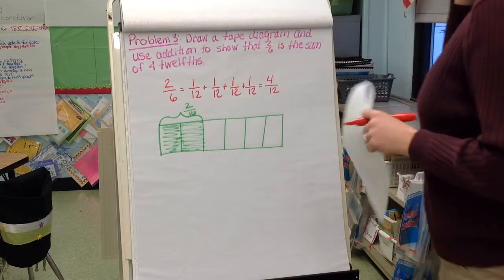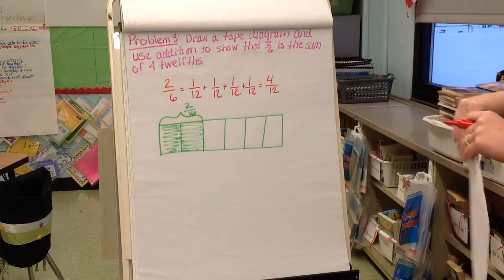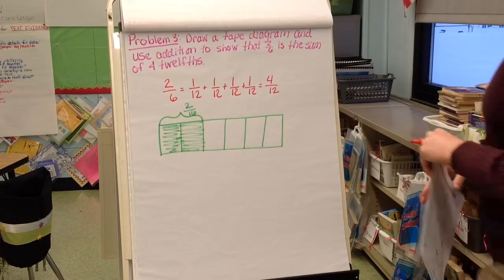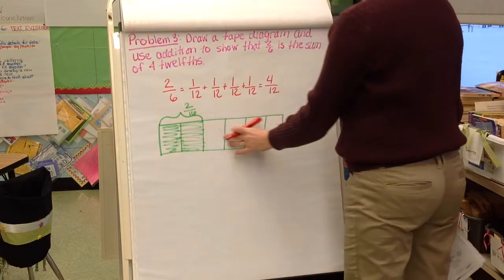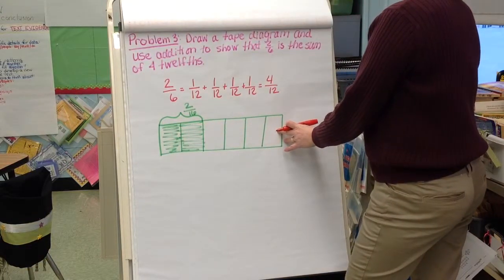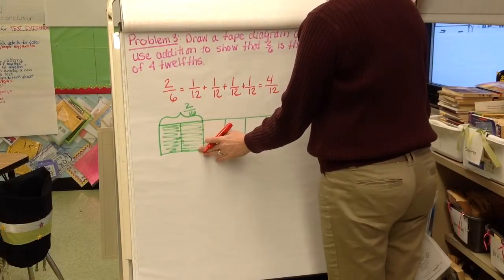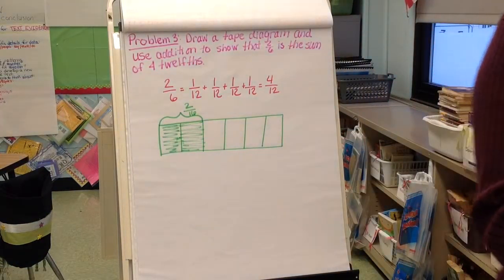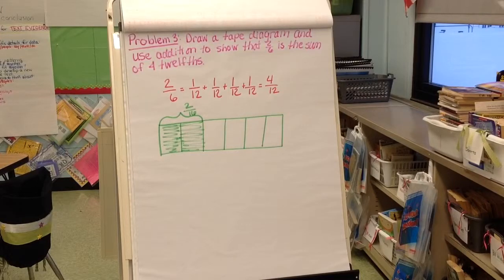Okay, the last problem. Draw a tape diagram and use addition to show that 2/6 is the sum of 4/12. So here I have my tape diagram. I have 2/6 shaded in. Okay? Now what I need to do is I'm going to show you how they're equal.